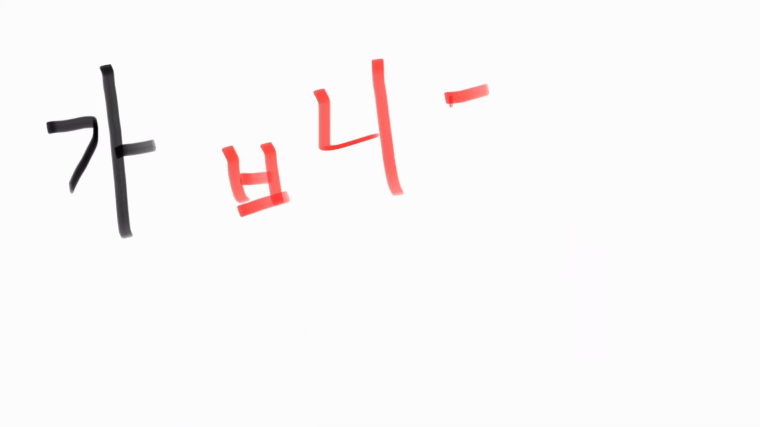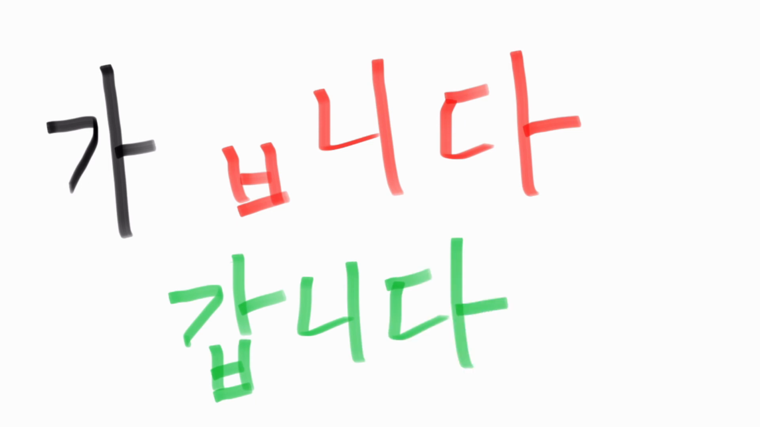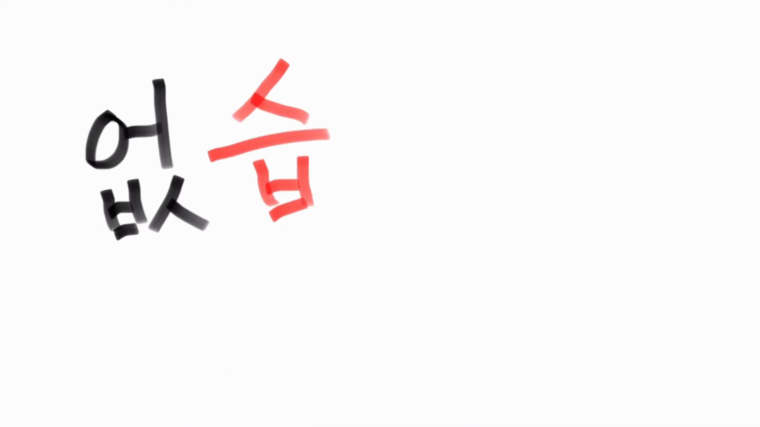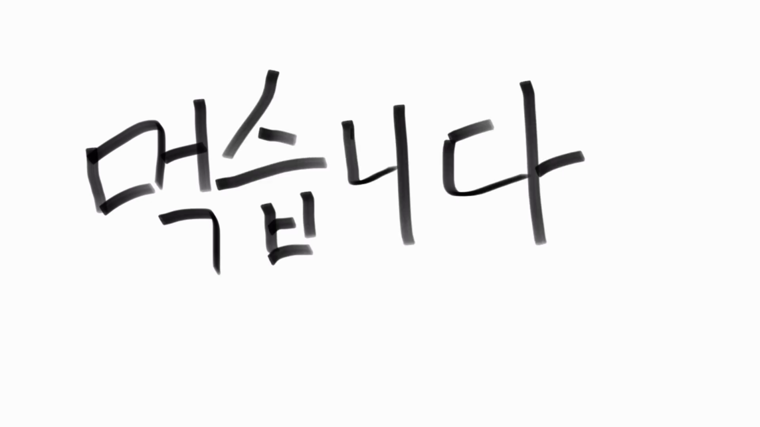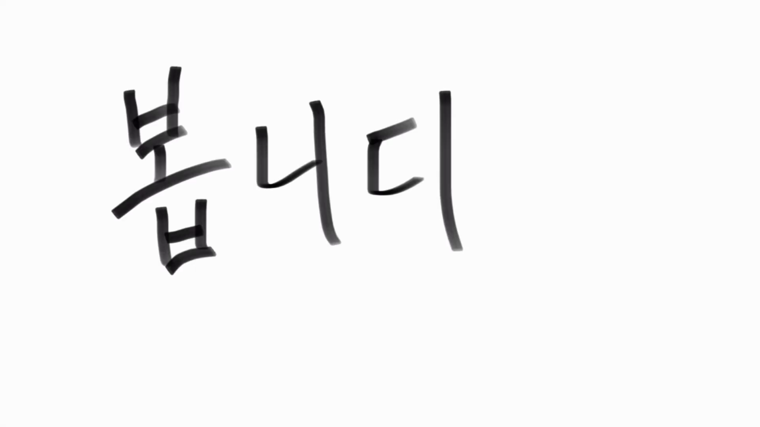For simple present tense, this is added to the verb root if there is no pachim in the root, and this is added to the verb root if there is a pachim in the root. For example, kamnida, which means go, moksumnida, which means eat, hamnida, which means do, chumnida, which means give, patsunda, which means get, omnida, which means come, pomnida, which means see.